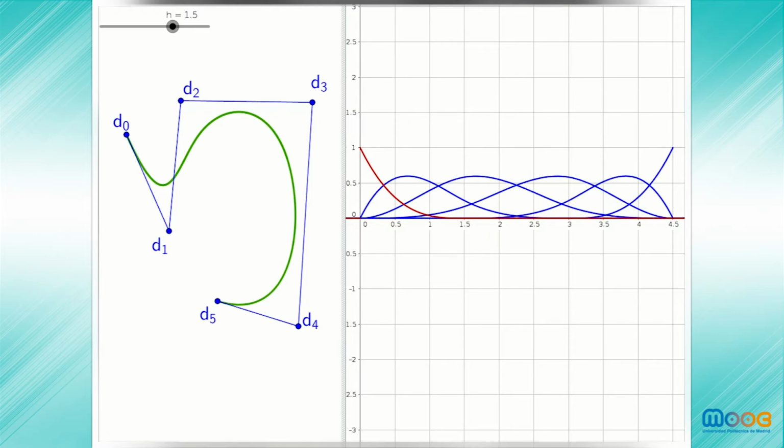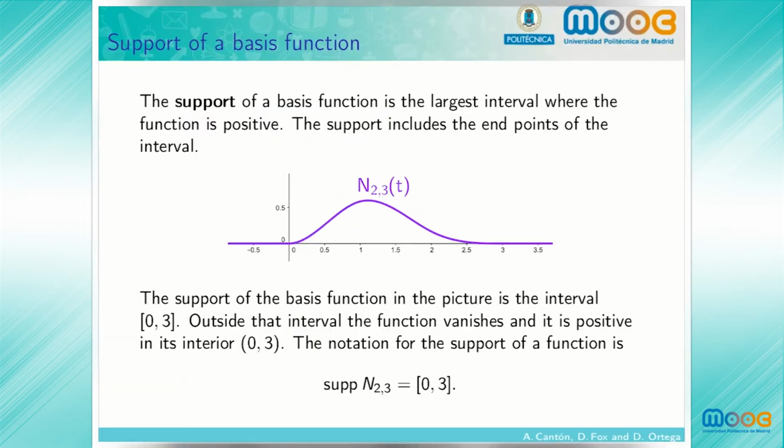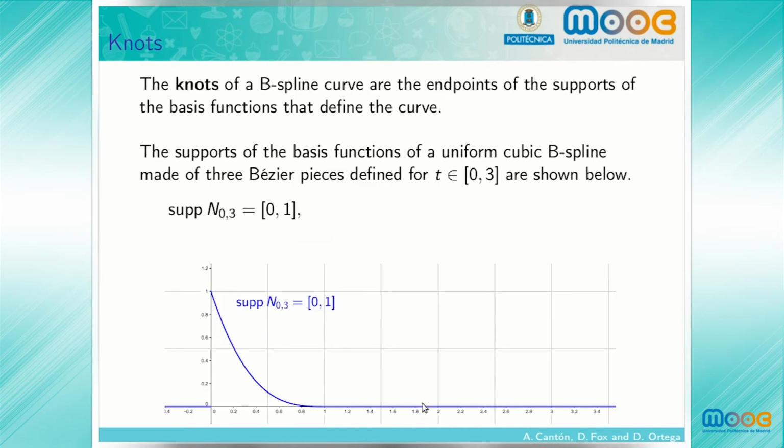That means that the basis functions depend on the time needed to traverse each of the Bezier pieces of the B-spline curve. The support of a basis function is defined as the largest interval where the function is positive. The support includes the endpoints of the interval. On the picture we see the support of an order 3 basis function, which is the interval 0, 3, where the function is positive. Outside that interval the function is 0. The notation for the support is sup of N2,3. In this case, the interval 0, 3.